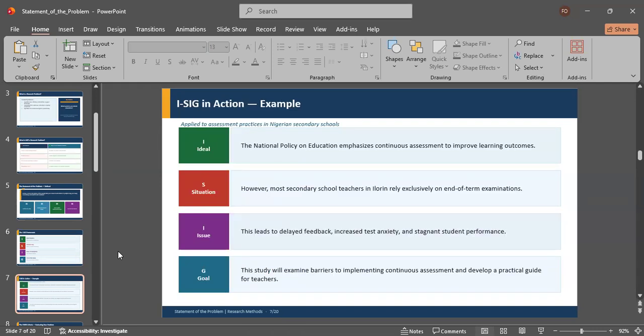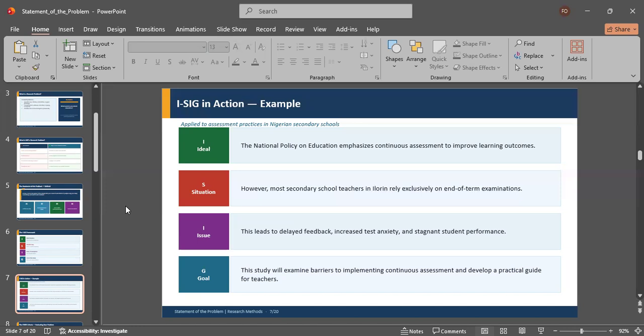If you look at the screen, you see this. It says ideal situation, issue, goal. Now, let's take it one after the other. Ideal: the National Policy on Education emphasizes continuous assessment to improve learning outcome, right? So this is what should be happening, right? Now, this is the situation, what is happening.